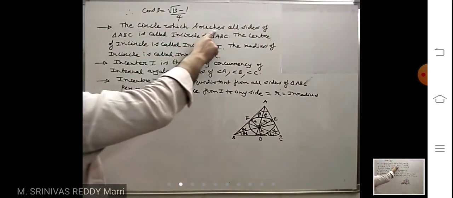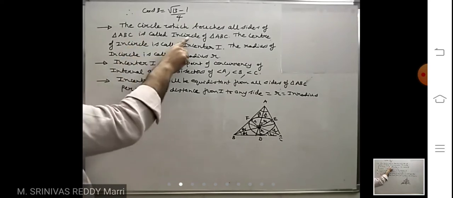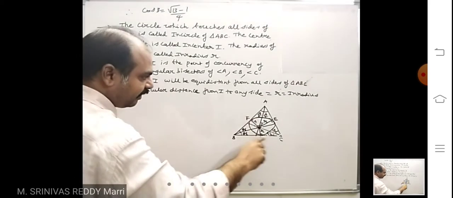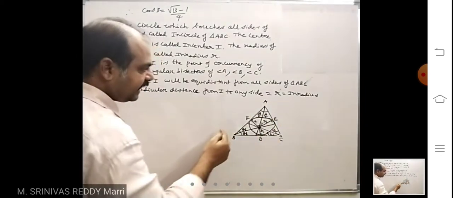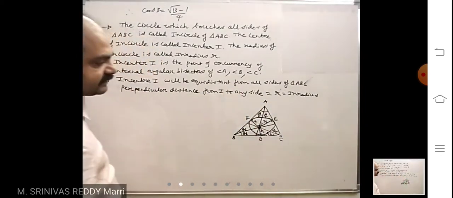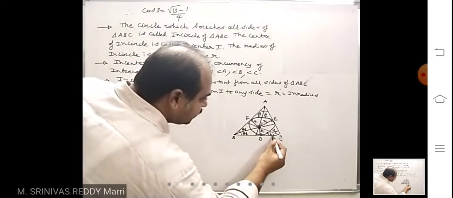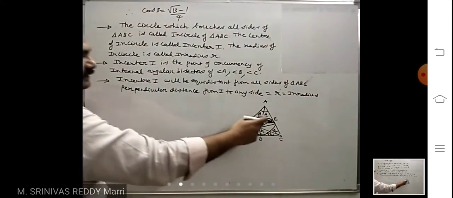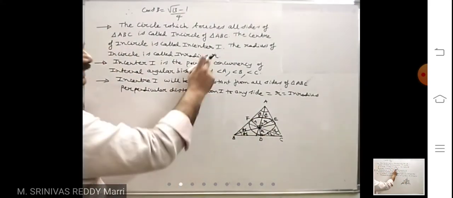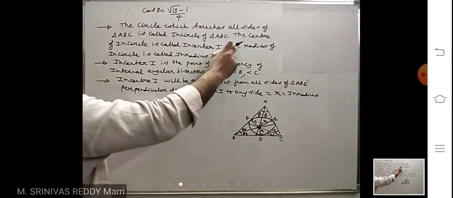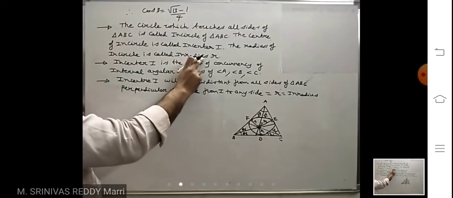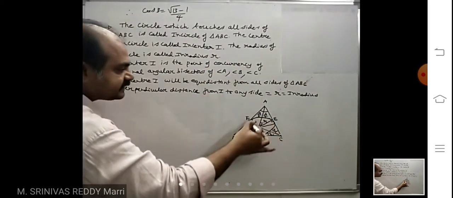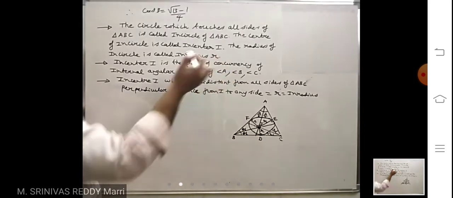The circle which touches all sides of triangle ABC, that is BC, CA, AB, is called the incircle. Whenever a circle is touching the sides, that is called the incircle. The center of the incircle, the point I, is called the incenter. The radius of the incircle is called the inradius. It is denoted by small r.